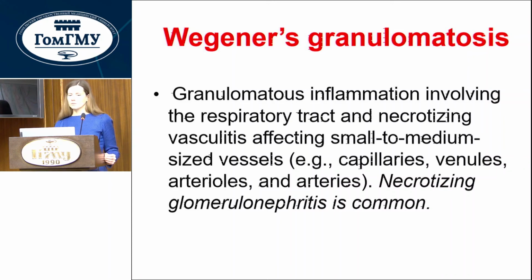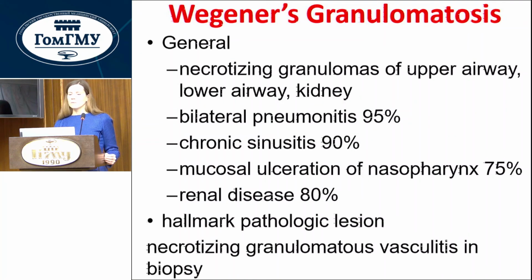And now about Wegener granulomatosis. It's a very interesting disease with damage of the respiratory tract and necrotizing vasculitis affecting small to medium-sized vessels. Necrotizing glomerulonephritis is very common. We have damage of the upper airways, kidney, and lower airways, bilateral pneumonitis, maybe chronic sinusitis, ulceration of the nasopharynx, and renal disease also very frequent. 80% of patients suffer from renal disorders.